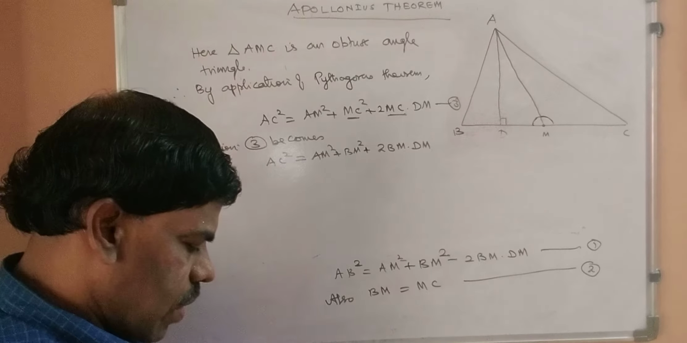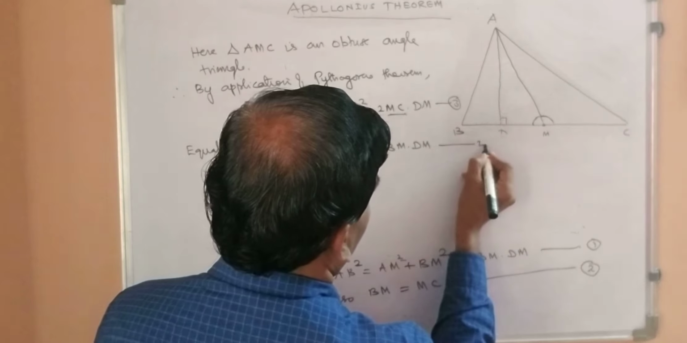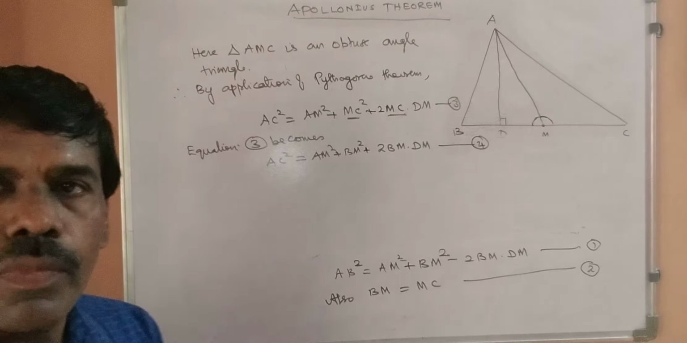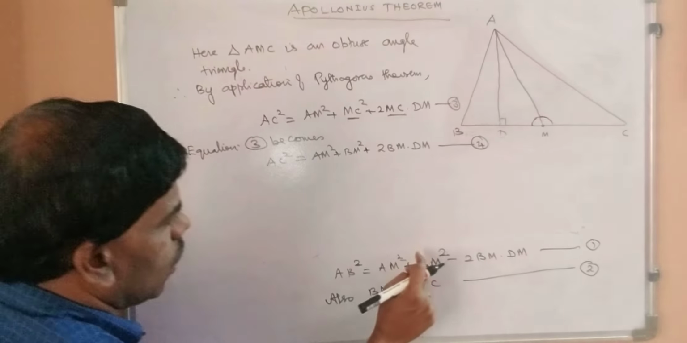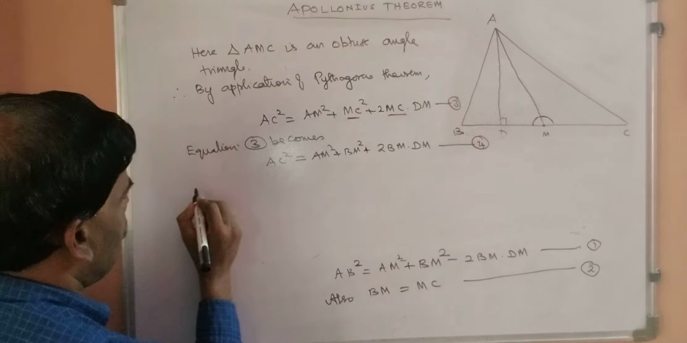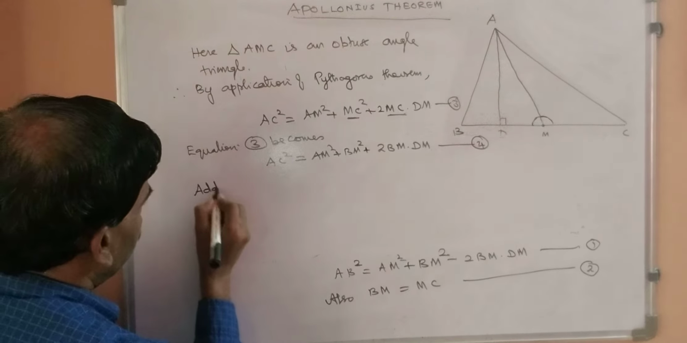2BM into DM. This is equation number 4. Okay, now what I will do? I will add equation 1 and 4. Adding two equations means what? You add left hand side with left hand side and right hand side with right hand side.